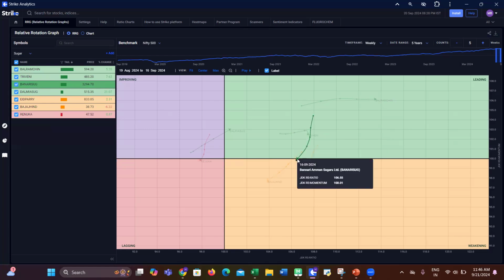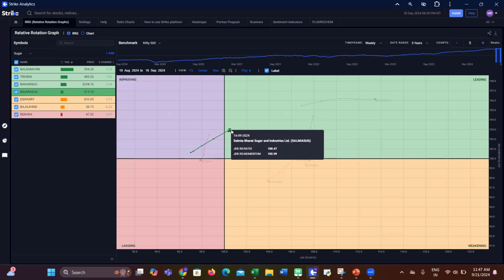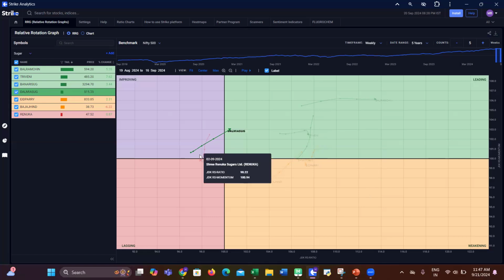All right. Bannari Amman Sugar Limited, there is a further significant reduction in the RS and RS momentum. It is getting into weakening. Dalmia Bharat Sugar is placed beautifully with a significant increase in the RS momentum and RS ratio, and it is getting towards leading.